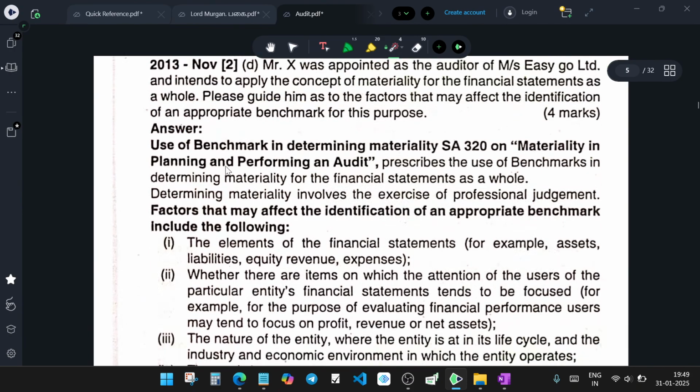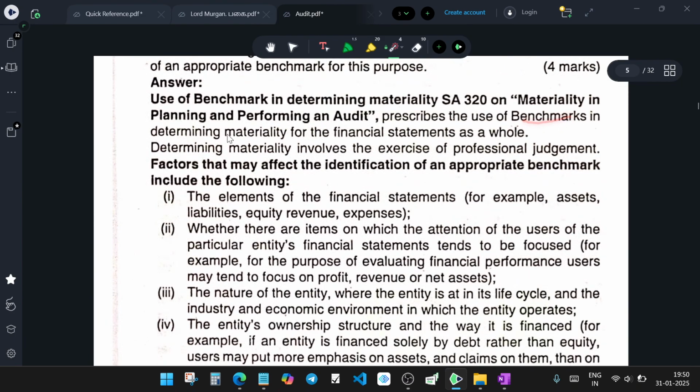What are the factors? Using a benchmark for determining materiality, SA 320: materiality means planning and performance of the audit. While doing the audit, we need to find materiality. That is a very important thing in doing an audit. So, discovering the benchmark in determining materiality for the financial statement as a whole: how much we can consider material. Below that, it is not a problem, it is immaterial. Over this mark, it is material.